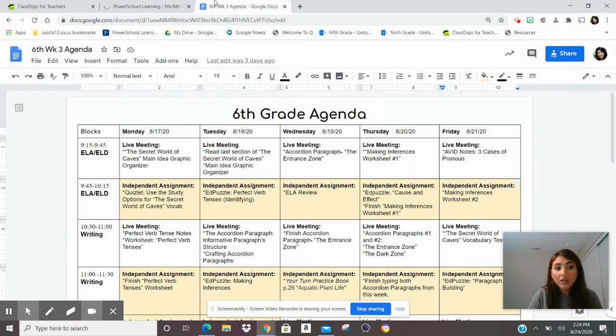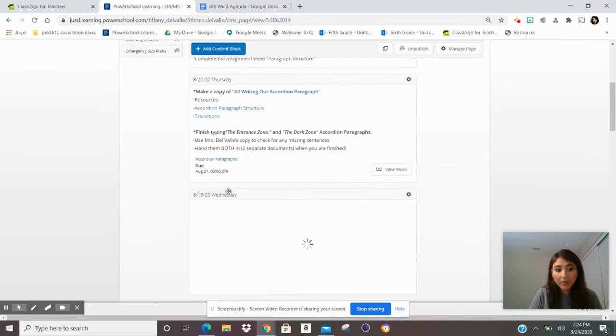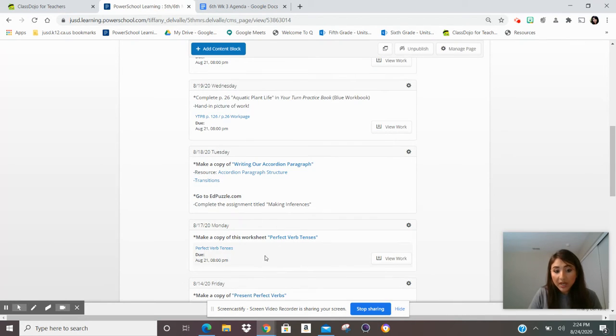For writing, we have a separate tab. All of these yellow right here, this is her independent work blocks for writing for the week. Monday, Tuesday, Wednesday, Thursday, Friday. So she could either look at this or she can look at writing. I need to go back to Monday. So the week of last week, Monday, she had a perfect verb tense worksheet that she had to hand in.